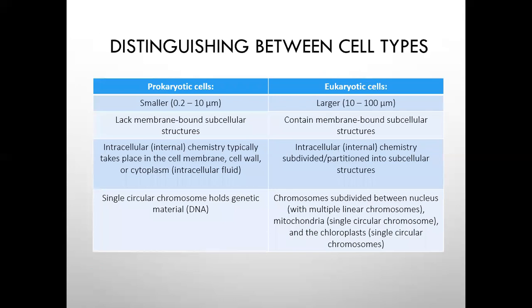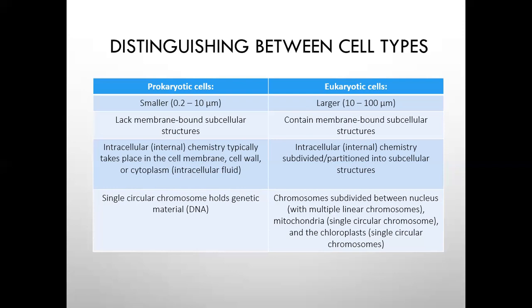When we talk about distinguishing between the two cell types, the first thing is size. Prokaryotes are super, super small. If you're looking through a microscope, even at 40x, they're going to be tiny. Eukaryotic cells are going to be larger. Prokaryotic cells lack membrane-bound subcellular structures, whereas eukaryotic cells have them. Since they have them, they can do their internal chemistry in those subcellular structures. Prokaryotes lacking them use the cytoplasm, and they're also going to have a cell wall as well.